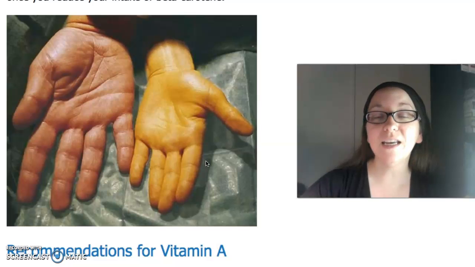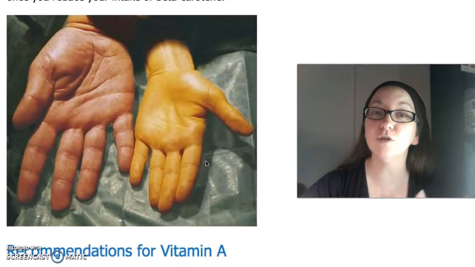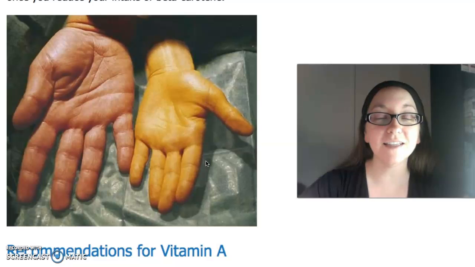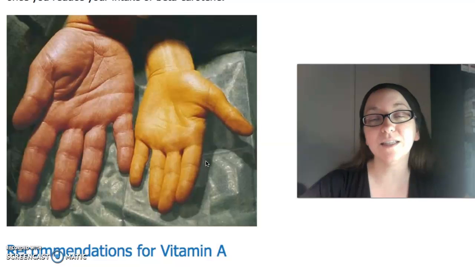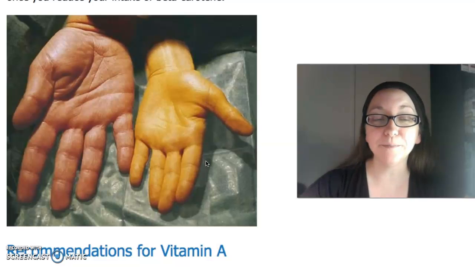So beta carotene is a reddish yellow pigment found in things like carrots and sweet potatoes, pumpkins, those orange colored vegetables. And your body can turn beta carotene into vitamin A, which you need for your eyesight and other things. Well, you can eat too much and you can turn orangey looking. Now, this is more common in children than adults, but it can happen either way.